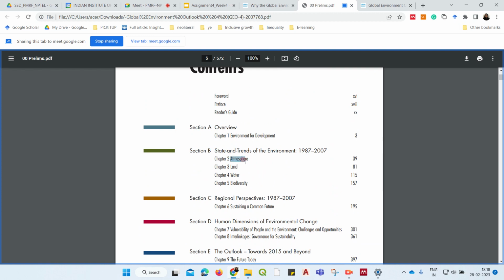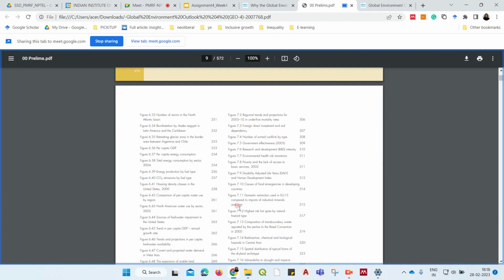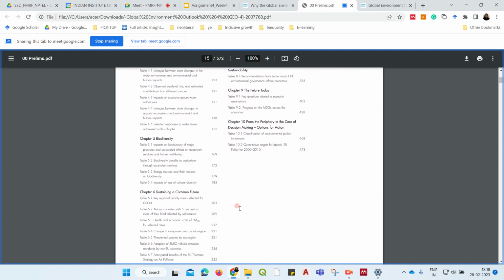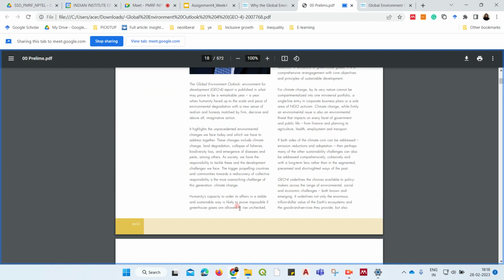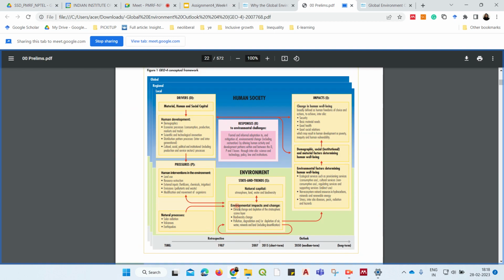So atmosphere, land, water, biodiversity, different aspects of the environment have been discussed, and this is the framework which I just mentioned they use for making this report. So this is the framework.